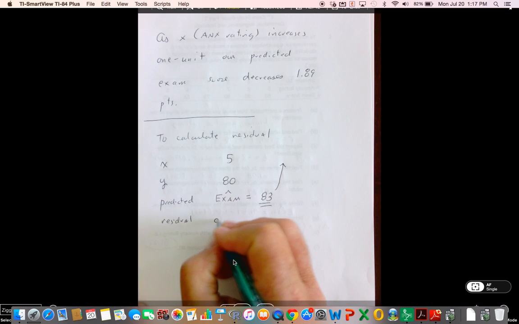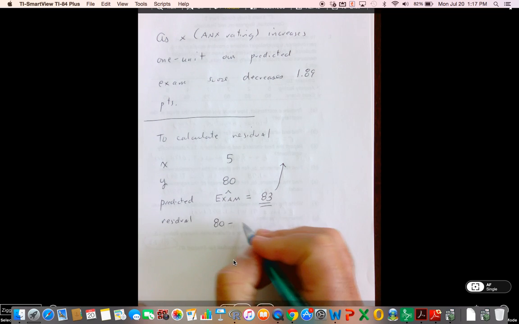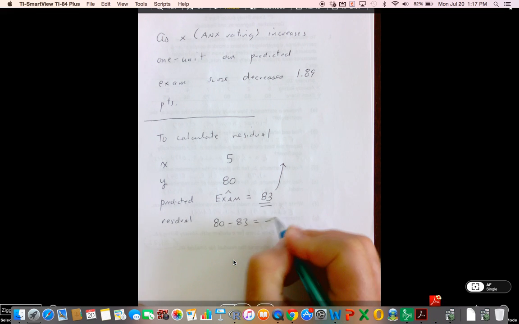So gang, your residual is the observed y minus the predicted y. So this student got a residual of -3, which says they scored 3 points lower than our model would have predicted. So again, their observed value was 3 points less than what we predicted, hence the -3. So their observed score was 3 points less than their predicted score.